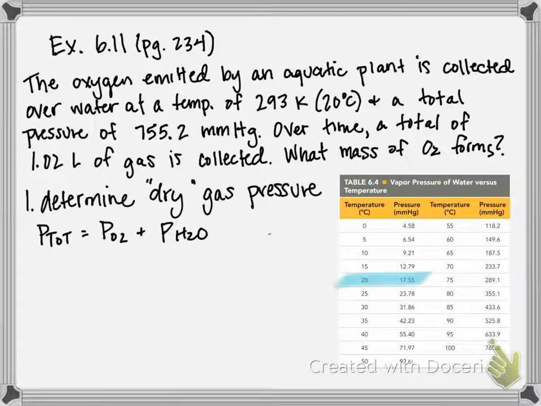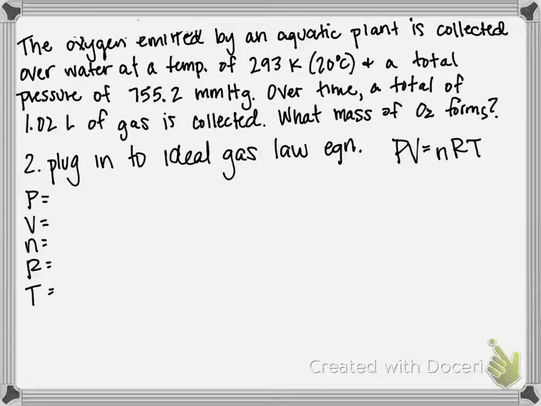This is example 6.11 on page 234 of your textbook, and this is another example utilizing the concept of collecting gases over water. So this is a two-part process. In the first step, we're going to need to determine the dry gas pressure by subtracting out the partial pressure of water. And then in our second part, we are going to need to plug in our dry pressure as well as some of the other variables into our ideal gas law equation to solve for our variable.